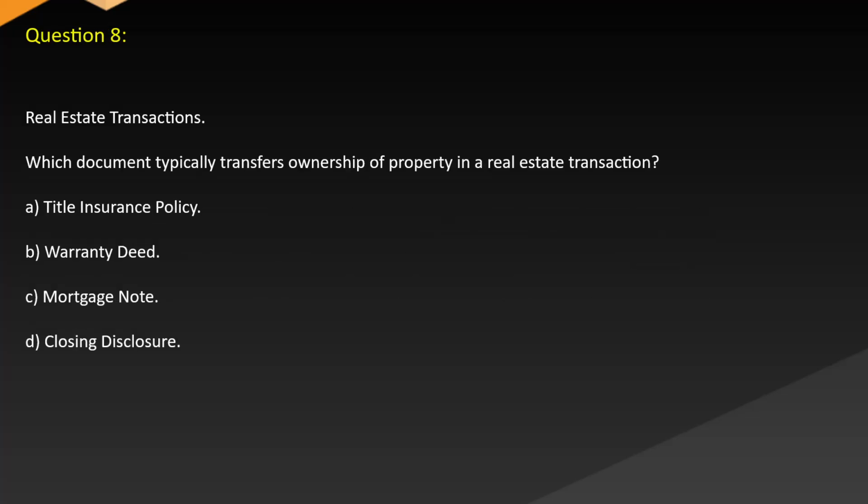Question 8. Real estate transactions. Which document typically transfers ownership of property in a real estate transaction? A. Title insurance policy. B. Warranty deed. C. Mortgage note. D. Closing disclosure.